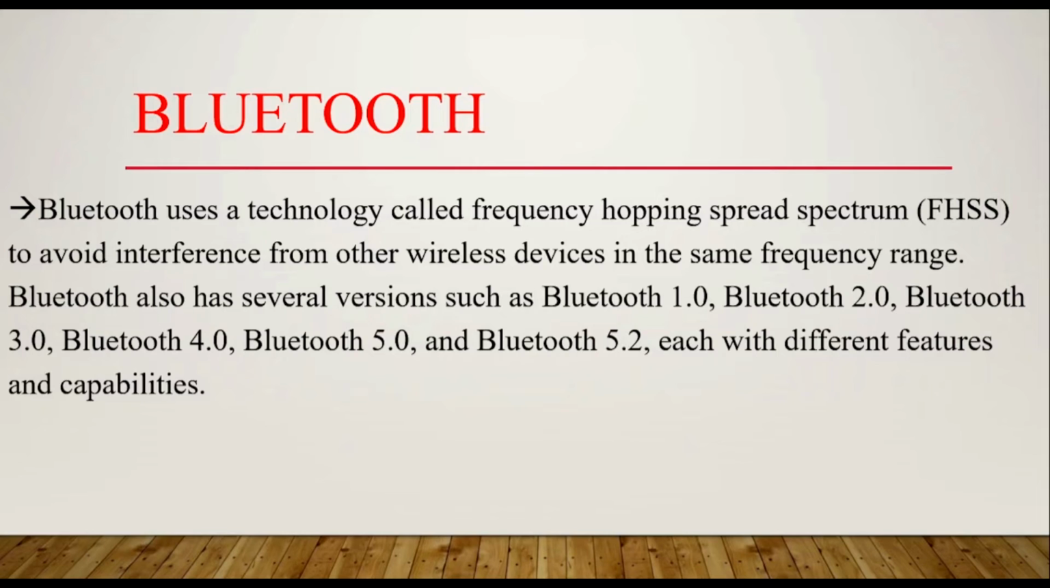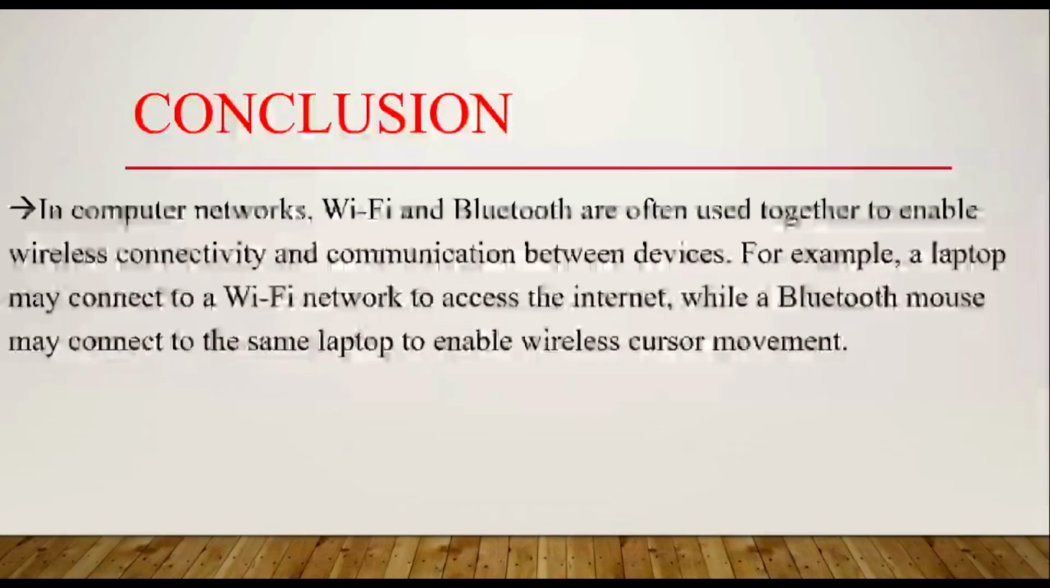Bluetooth uses a technology called frequency hopping spread spectrum (FHSS) to avoid interference from other wireless devices in the same frequency range. Bluetooth also has several versions such as Bluetooth 1.0, Bluetooth 2.0, Bluetooth 3.0, Bluetooth 4.0, Bluetooth 5.0, and Bluetooth 5.2, each with different features and capabilities.